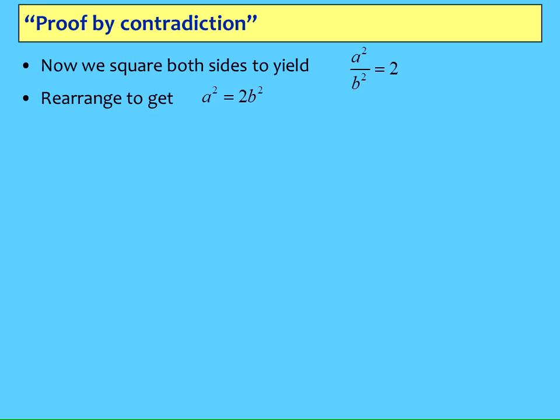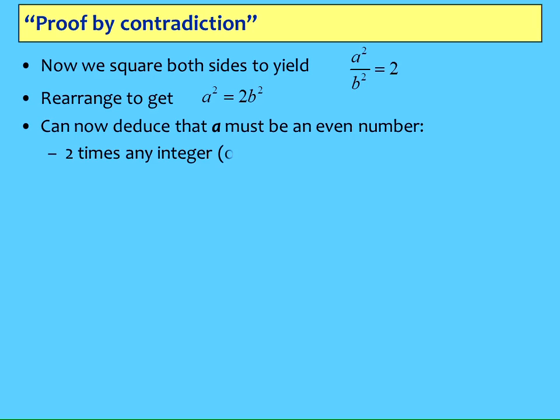Well, you then work by your logic and say, let's square both sides and see what happens. We get a squared over b squared equals 2, which we can rearrange to say a squared equals 2 times b squared. And that tells us something about a. It has to be an even number, because 2 times any integer, odd or even, has to be an even number. So a has to be even.